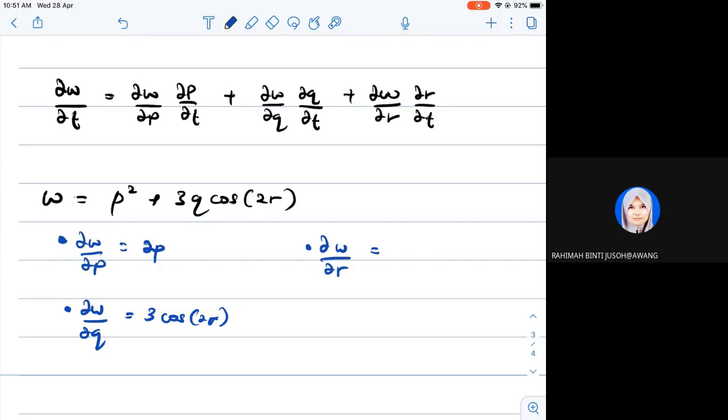P with Q which is constant. So what does it become? Negative 3Q sin 2R. Where does the 2 go? This 2, bring it to the front, right? Because we differentiate R, isn't it? Yeah. So we will get negative 6Q sin 2R like this.